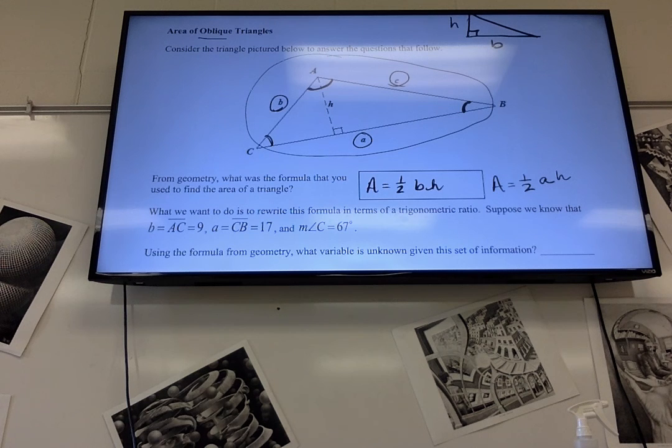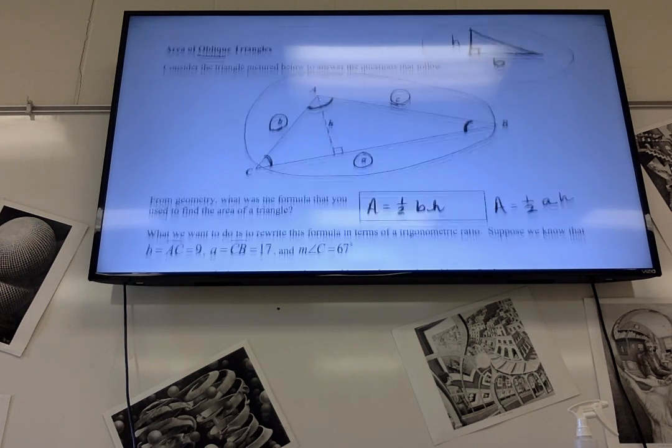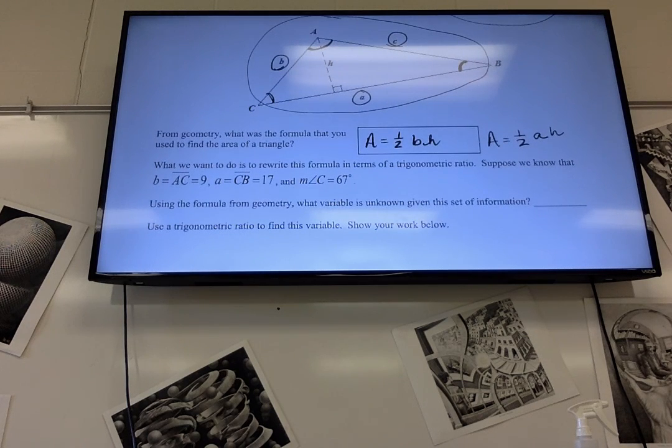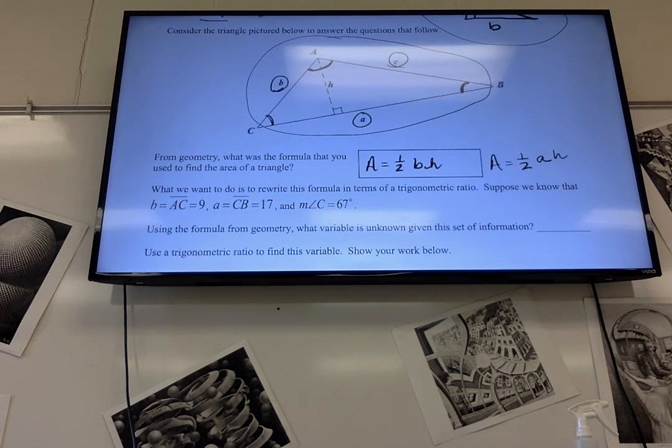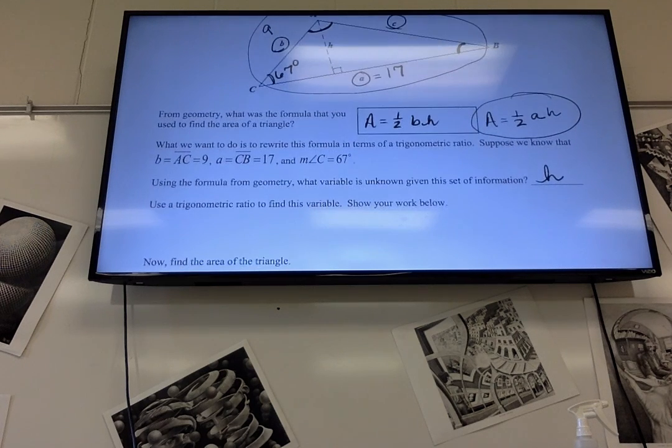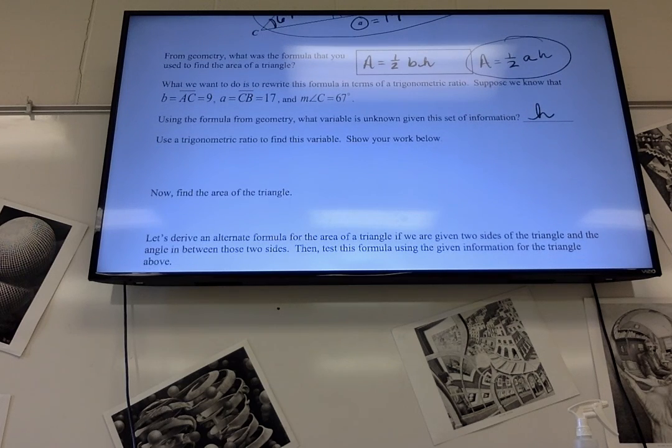So now we want to do it so that we can find the height, because we won't always be given a right triangle. So we are going to say that b is AC. So this little b here is AC and it's 9. a is CB and it's 17, little a. And angle C is 67 degrees. And so the only thing we don't know for this formula is our height. So we don't know our h. So we're going to find that.